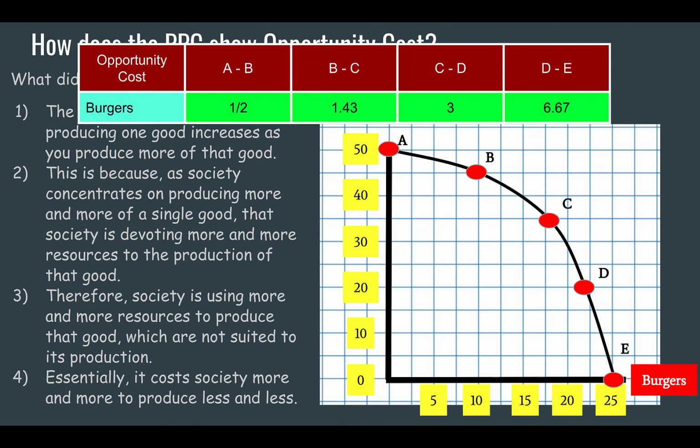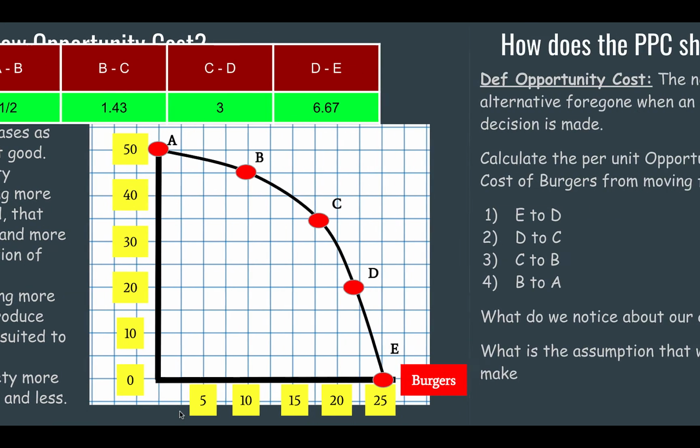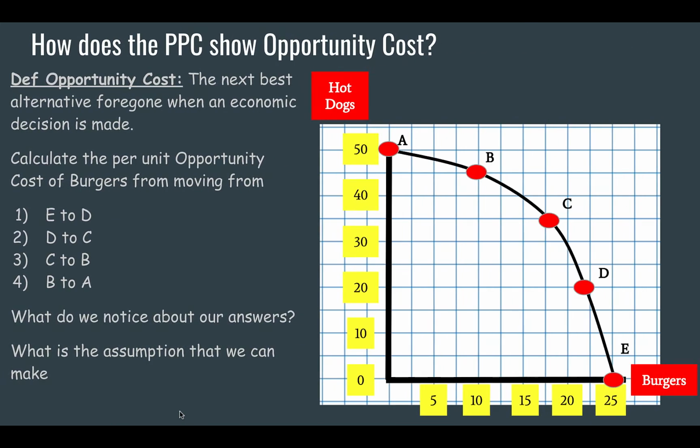Now, look, I understand that obviously this is just for illustrative purposes, but I'm sure that the factors of production would be reasonably substitutable between producing burgers and hot dogs. But just for the moment, we're claiming that this is the case. Essentially, it costs society more and more to produce less and less of the extra good. Not less and less, but less and less extra.